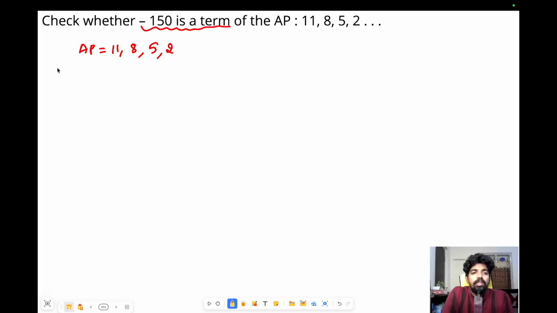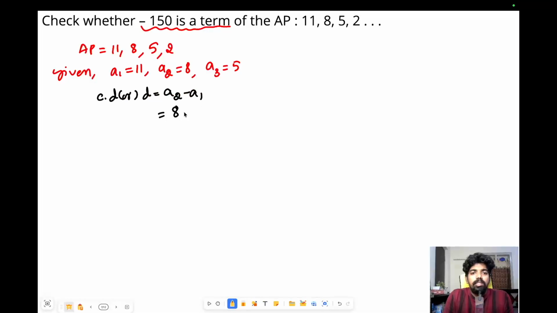So what is given for that? First, given A1 is equals to 11, A2 is equals to 8, A3 is equals to 5. First, let us find the common difference. Here the common difference D is equals to A2 minus A1, where A2 is equals to 8, A1 is 11. 8 minus 11, what is 8 minus 11? Minus 3. Okay? Minus 3 it is.